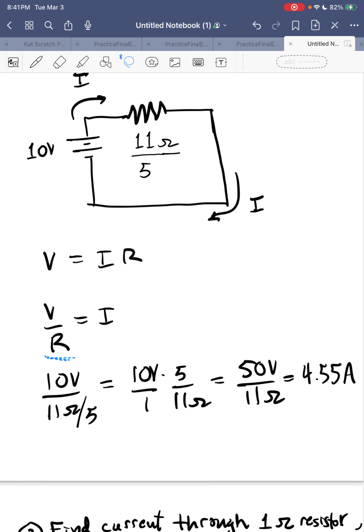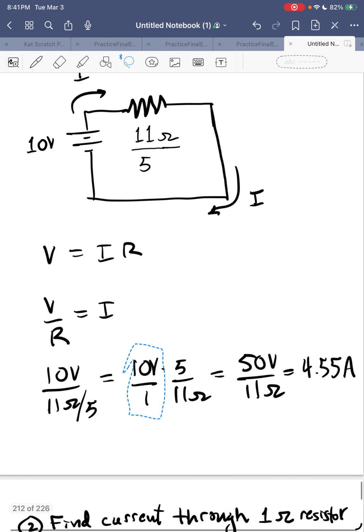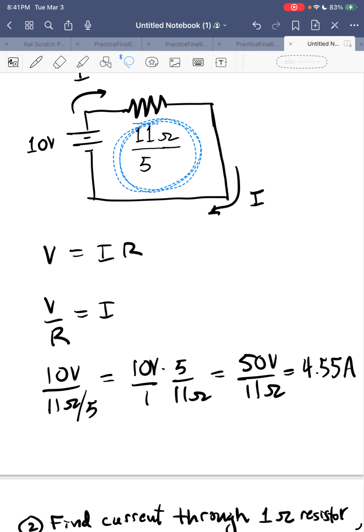V divided by R is going to give me I. So that's 10 volts divided by 11 ohms over 5. Now, dividing by a fraction is the same as multiplying by its reciprocal. So here I have 10 volts over 1, that's a fraction, and I multiply it by 5 over 11 ohms. 10 times 5 is 50, and 11 times 1 is just 11. So I've got 50 volts over 11 ohms. That's 4.55 amps. So that's the current that's going around and around in this circuit.